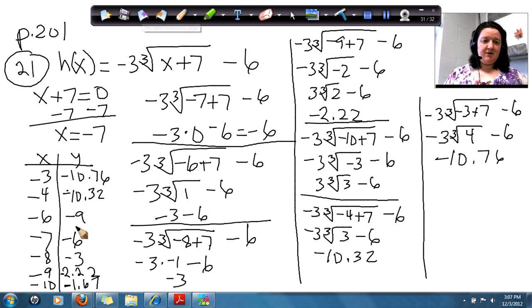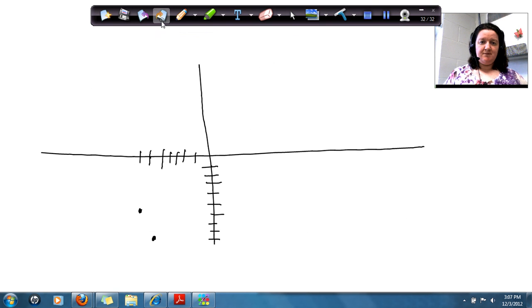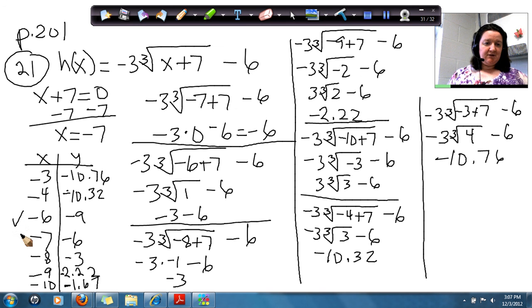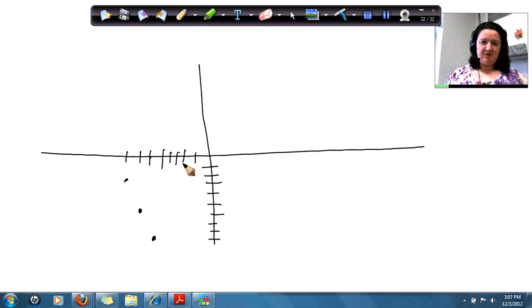Go back over here. We have negative 8, negative 3. So that's negative 8, and 1, 2, 3 down, negative 3. You can kind of see that you're getting the S shape, so we know we did this right. Okay, so we did that one, and that one, and that one. We have negative 4, negative 10 and 3/4. So 1, 2, 3, 4 across, negative 10 and some bit. So it's going to be down here like that.